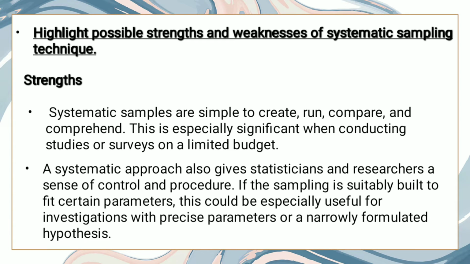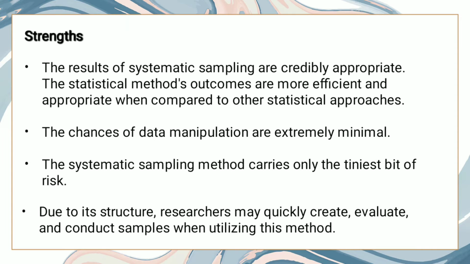The next task to do is to highlight possible strengths and weaknesses of the systematic sampling technique. So in terms of its strengths, systematic samples are simple to create, run, compare, and comprehend. This is especially significant when conducting studies or surveys on a limited budget. A systematic approach also gives statisticians and researchers a sense of control and procedure. If the sampling is suitably built to fit certain parameters, this could be especially useful for investigations with precise parameters or a narrowly formulated hypothesis.